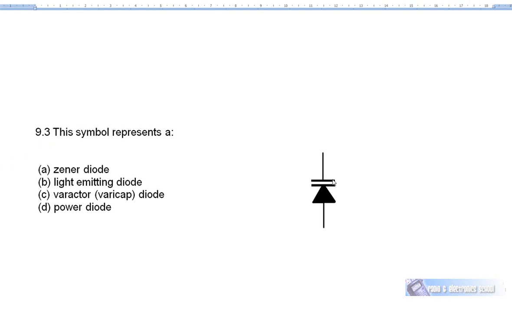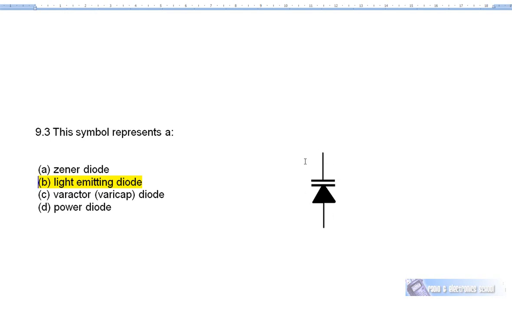Question 9.3. This symbol represents a varactor diode. A varactor diode is also a reverse bias diode, the same as the Zener. So this is the cathode, this is the anode. Positive would go on to the cathode and negative would go on to the anode, and that makes the diode non-conducting or reverse biased. What a varicap diode does for us is provide a voltage variable capacitance.